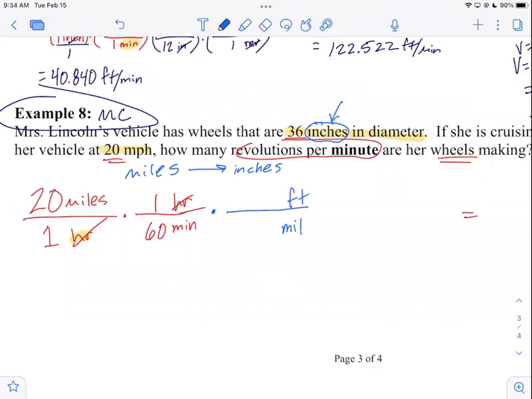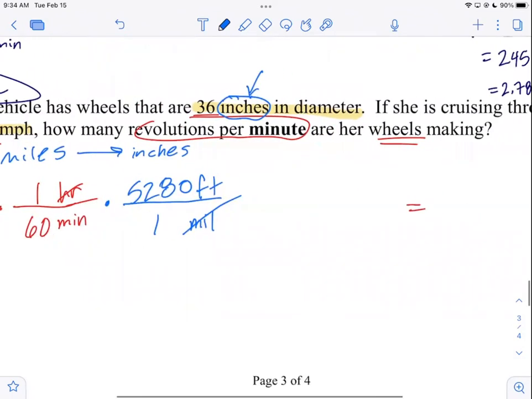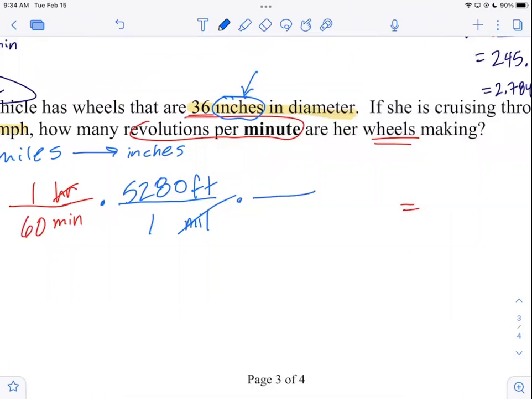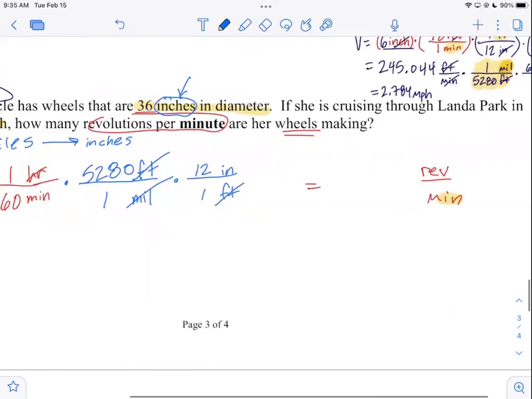How many feet in a mile? 5280. Good. Miles divide out, and I'm left with feet. And now I'm going to go from feet to inches. 1 foot is 12 inches. And now I have inches. All right. And now there's really only one more step. I have to get from inches to revolutions.